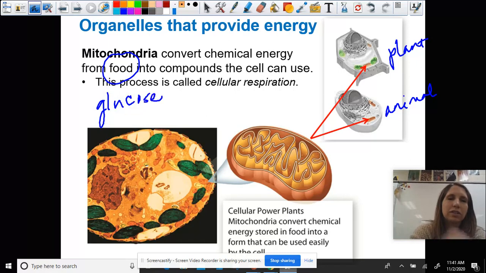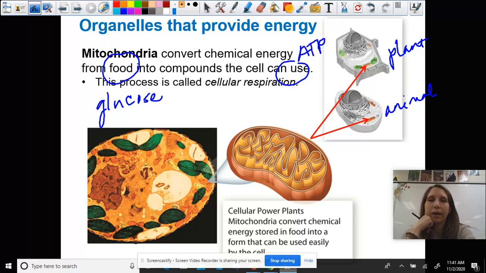So mitochondria, their role is to take chemical energy in the form of glucose and convert it into energy molecules that the cell can actually use. And those energy molecules are what we call ATP. And we'll talk about that again in the coming chapters. But ATP is actually the product of this whole process. And the whole process that it's doing is called cellular respiration. So all eukaryotes can do cellular respiration, all plants, all animals, all fungi, all protists.